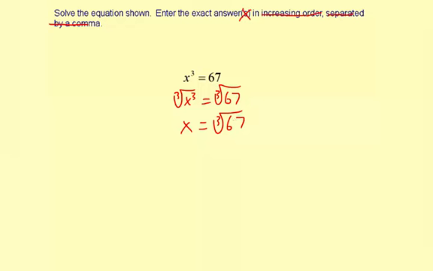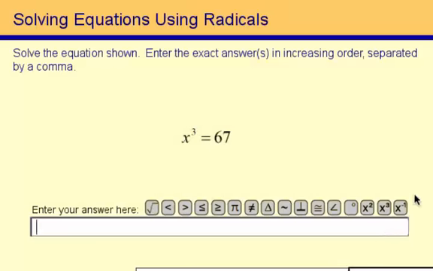So how do you enter that into the lesson? Well, I'll show you a little trick. Let's put x equals first. And then there's no cube root button on here, but what you can do is you can use this x to the third power to make a small 3 and then hit the square root button. See how that kind of looks like the cube root? So that'll work just fine. And then 67. So here we have x equals the cube root of 67.